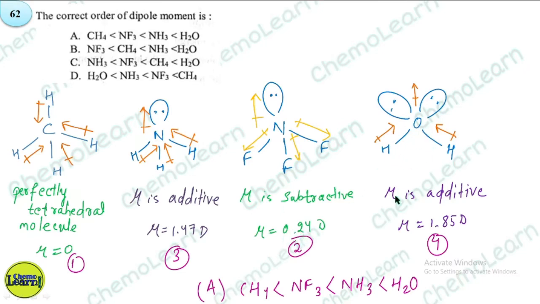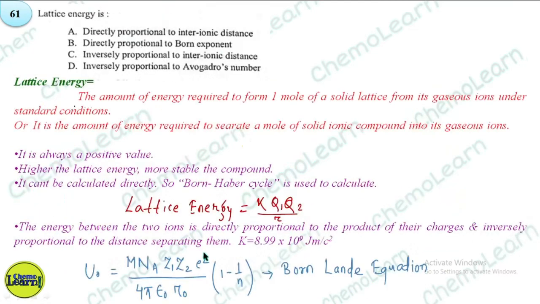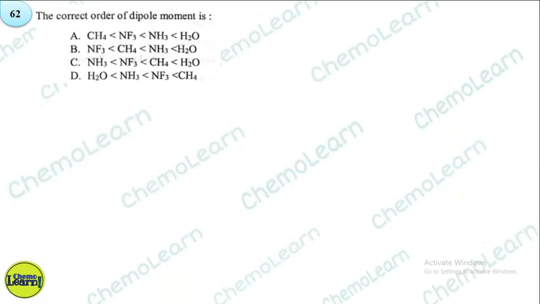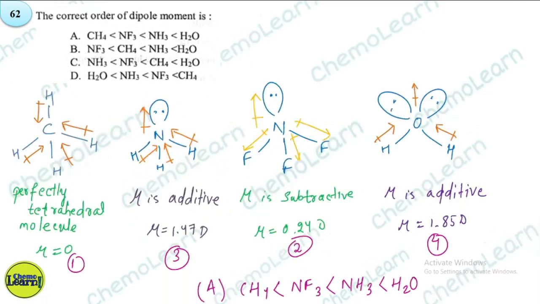In water, mu is again additive and the resultant dipole moment will act in this direction, and mu will be equal to 1.85 D. So the order will be: CH4 has the least dipole moment, and then NF3, then NH3, then water. Okay, option A.